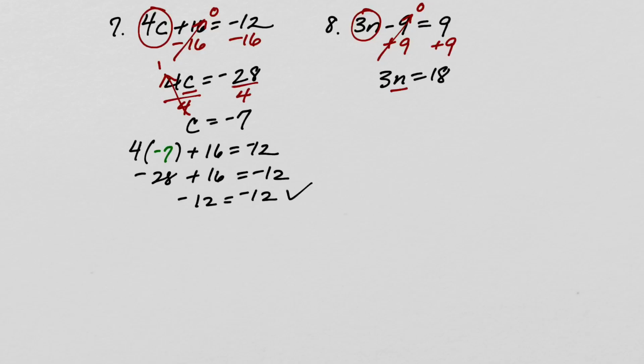I want the coefficient to be 1, so how do I undo multiply by 3? Divide both sides by 3. And then 3 divided by 3 is 1. When I simplify, we should have n equals 6.